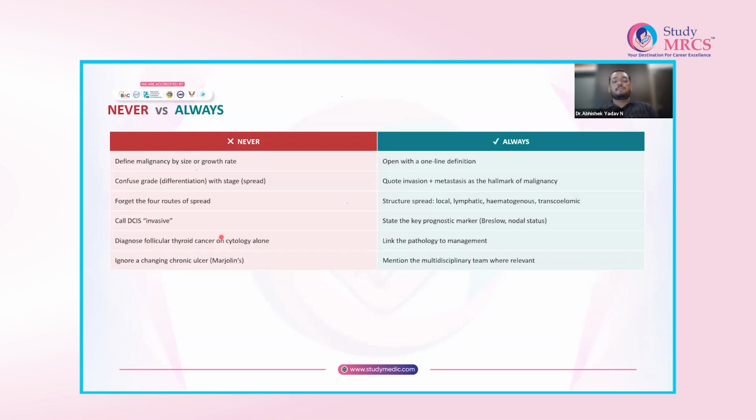Always make sure that you give one-line definitions. They should be top-notch, point to point. Invasion and metastasis are the hallmarks of malignancies, along with the route of spread. What are the prognostic markers in each case of the stations? Like Breslow thickness in malignant melanoma, and nodal status in the breast. So always link the pathology to the management. Mention multidisciplinary team involvement wherever it's involved.